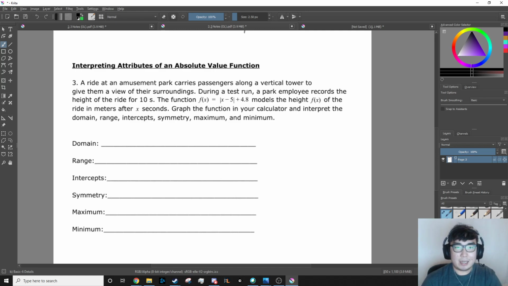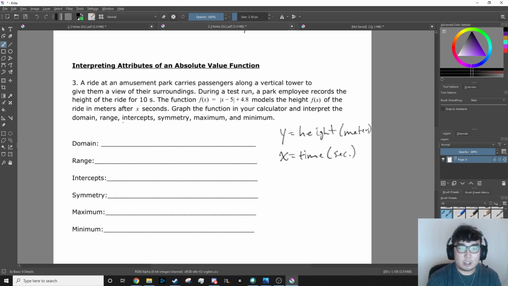So we're saying that height is y. Y is equal to the height of the ride in meters after x seconds. So this is meters. They told us the units. X is time, which is in seconds. Graph the function on your calculator to interpret the domain, range, intercepts, symmetry, maximum, minimum. So we've done all this.